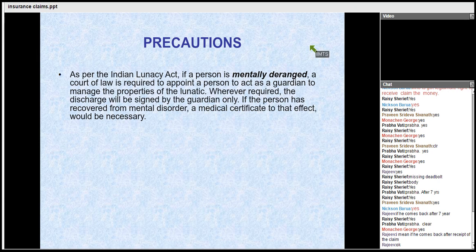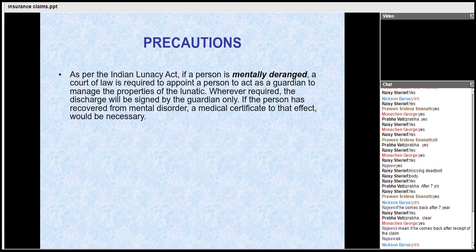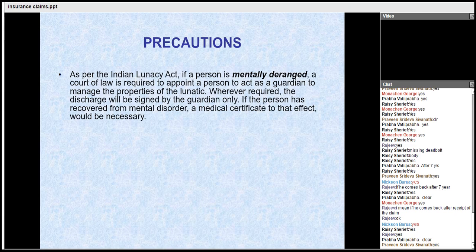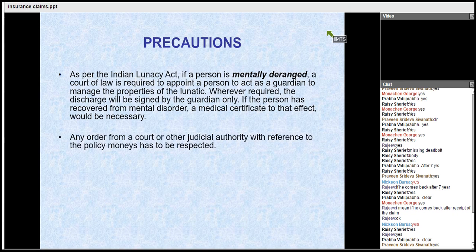Fine. If the premiums have been paid for 5 years and above, the claim concession is extended for a period of 12 months. This is extended claim concession. So if I am paying the premium for 5 years and above, the claim concession is extended for a period of 12 months. In both the above cases, unpaid premium that has fallen due in the policy year of death will be recovered. Okay? Any order from a court or other judicial authority with reference to the policy monies has to be respected.